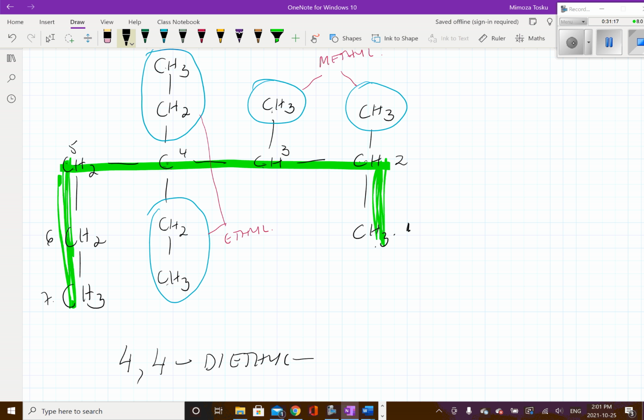Then you move to the second branch: 2, comma, 3, on the second place and on the third place. Di, because you have 2 of the same. Methyl. You're done with branches, and now you have 7 carbons: hept for 7, and ane for alkane. That is the name of this compound. And with this example, we will conclude this video, and we will do more examples in class.